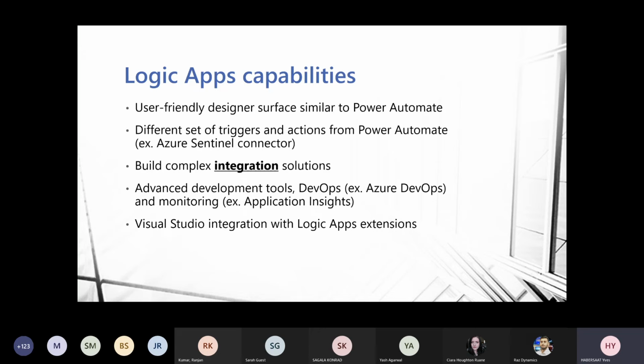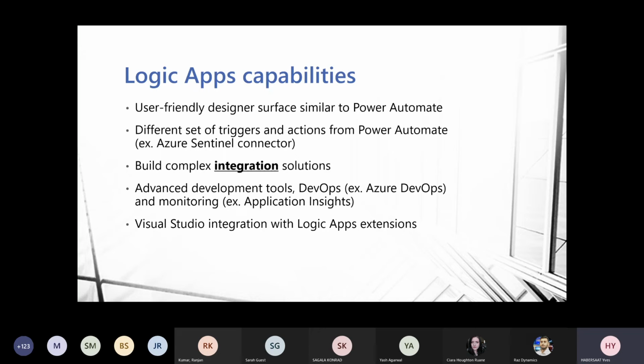Maybe one of the main differences is that there is a different set of triggers and actions from Power Automate. For example, the Azure Sentinel connector is only available inside Logic Apps. You can't use this connector inside Power Automate. So you will see there is some difference in the connectors. But the main goal of Logic Apps is to build a complete integration solution.